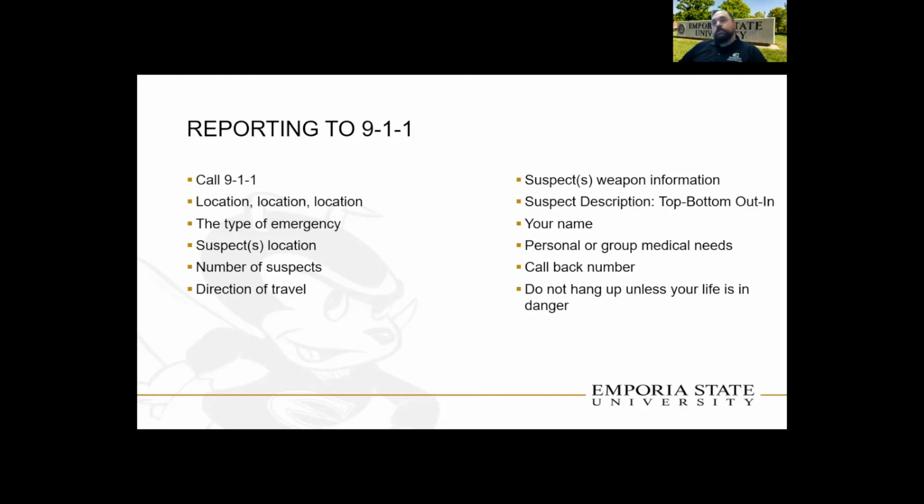The type of emergency, suspects or numbers of suspects, and their location and direction of travel. If you saw the weapons, and if you can give weapon information, that's great. If you can, describe the subjects from top to bottom, meaning start with the hair. So for me, it'd be a white male with brown hair, a beard, heavy set, wearing a black shirt. And so on. And then outside in, meaning if they're wearing a jacket, so they were wearing a black jacket with a black t-shirt underneath, something like that.